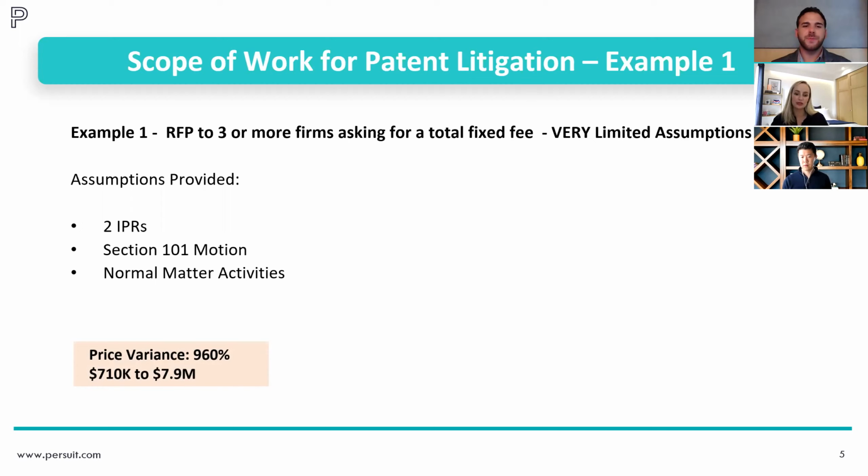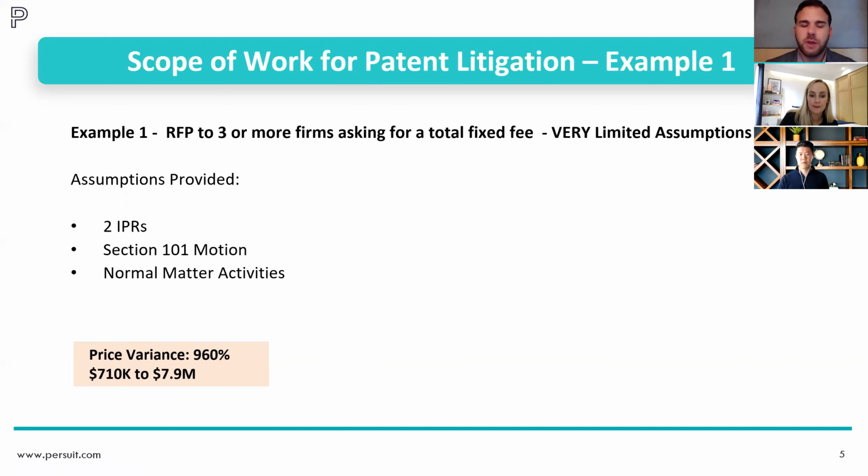960%. So the lowest proposal was $710,000 and the highest proposal was 7.9 million. So what we can learn from that is that the scope was too flexible for the firms to come in all at the same range in price. Obviously, there's always going to be range between the highest and lowest proposal, but 960% indicates that the firms were all basing their proposal on different assumptions.